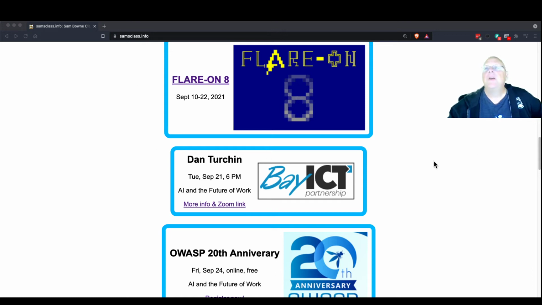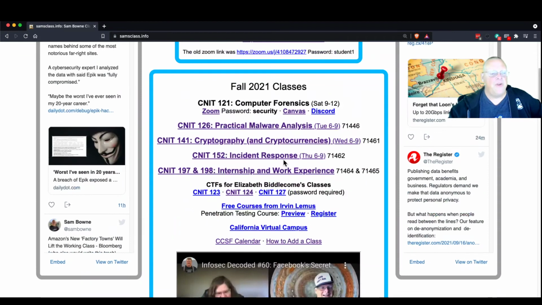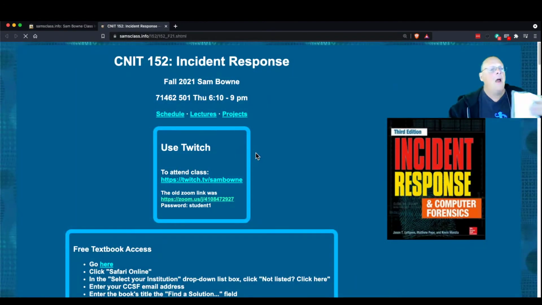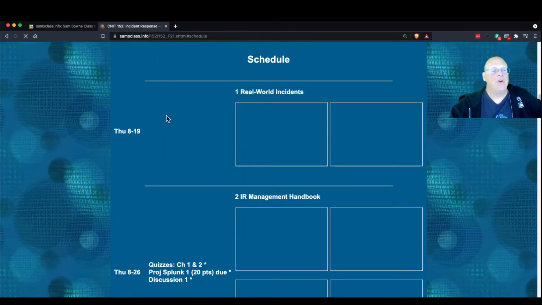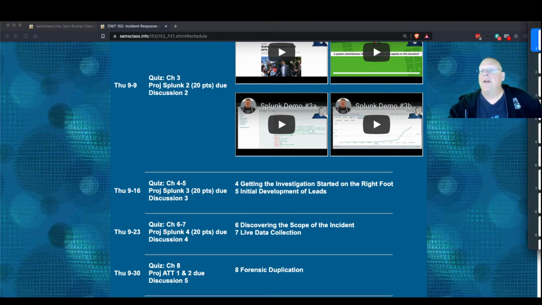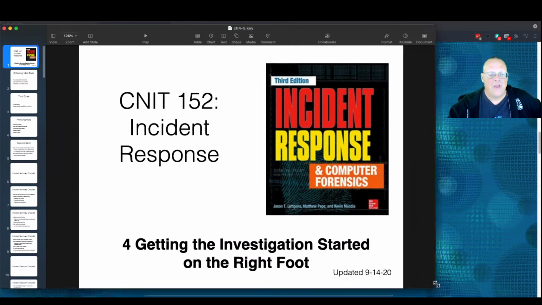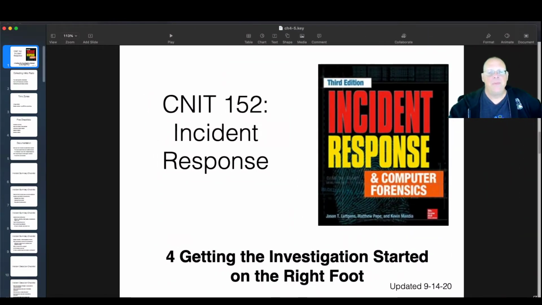All right. So anyway, as far as 152, here we are, and we're going through the incident response stuff. So it's these chapters today: getting the investigation started and initial development of leads. So let's start with that, and then I'll talk about the attack framework in the project demonstrations later, because you've seen enough Splunk demonstrations, I think.